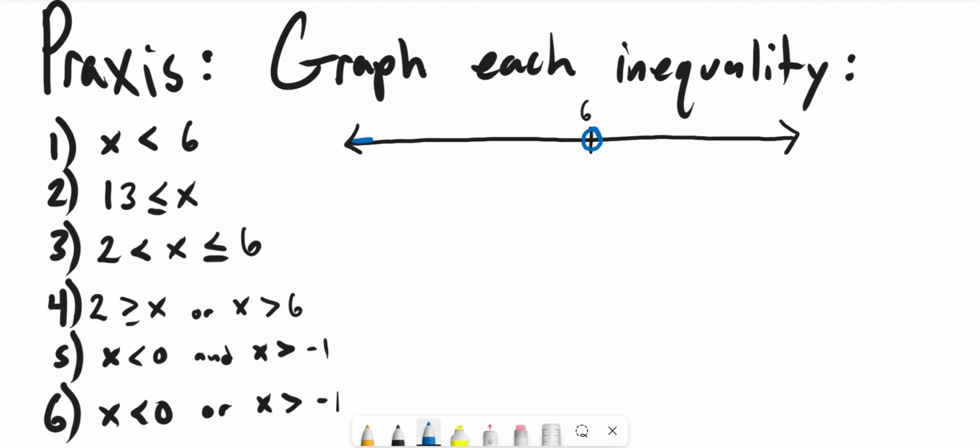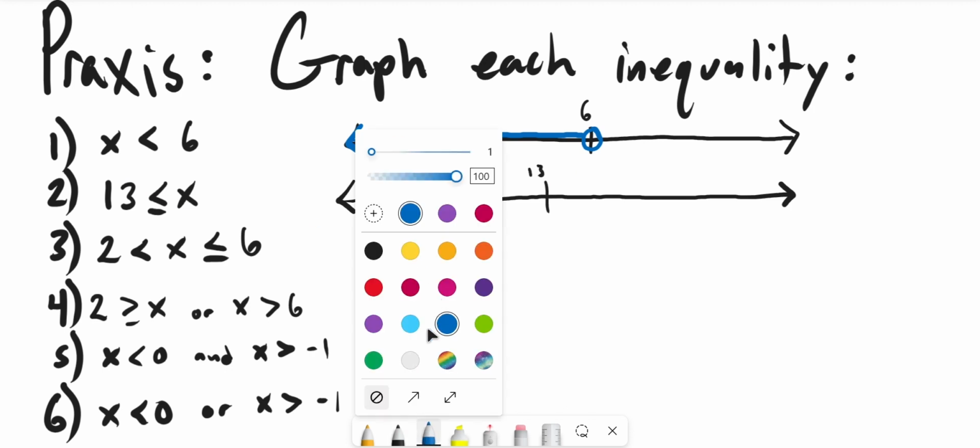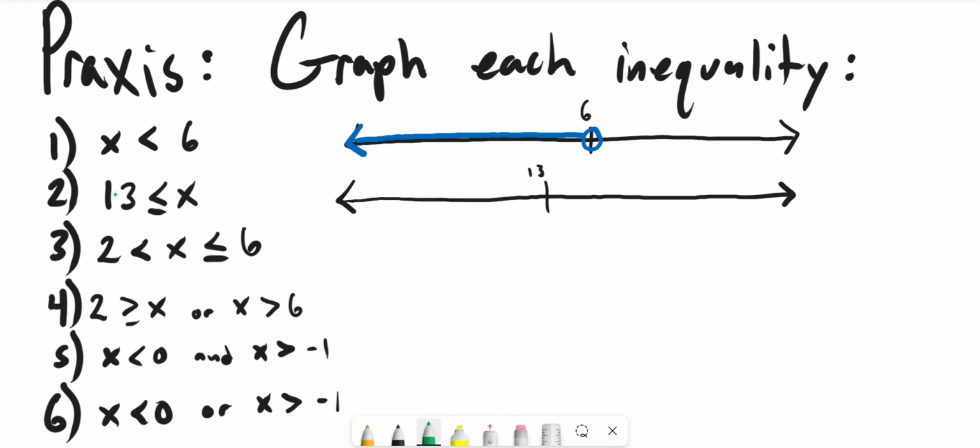It's on the less than side, so I shade everything to the left of 6. Okay, here's 13. Let's make a marker at 13. This one here says x is greater than or equal to 13, or 13 is less than or equal to x, whichever you prefer to say.